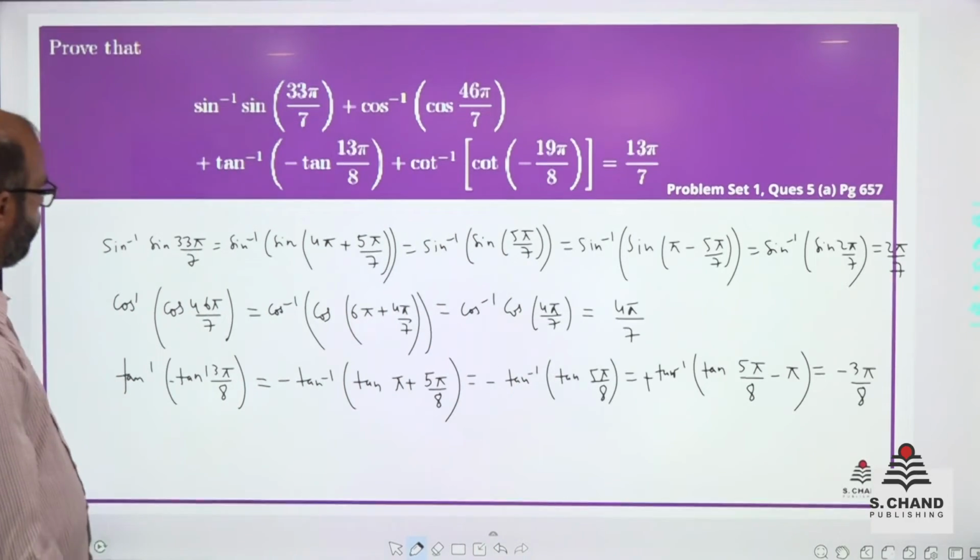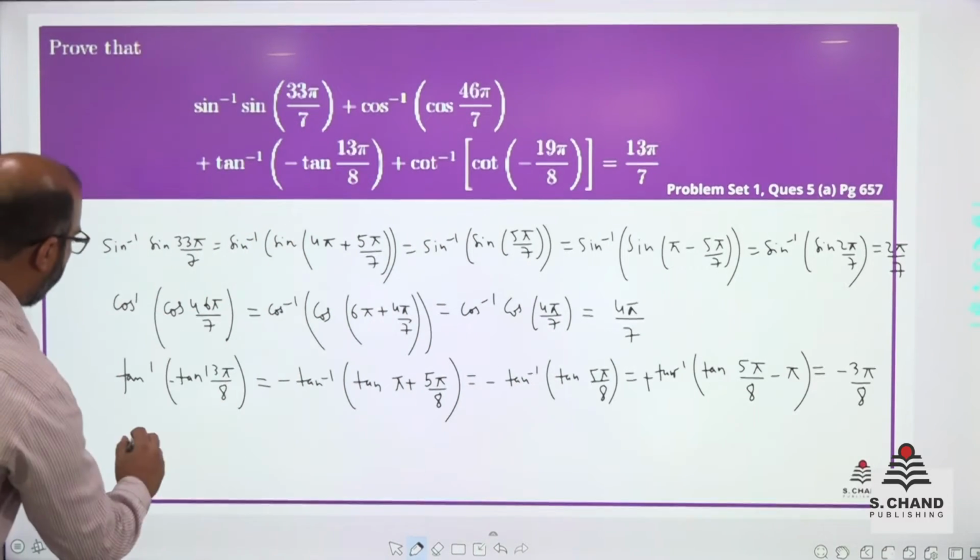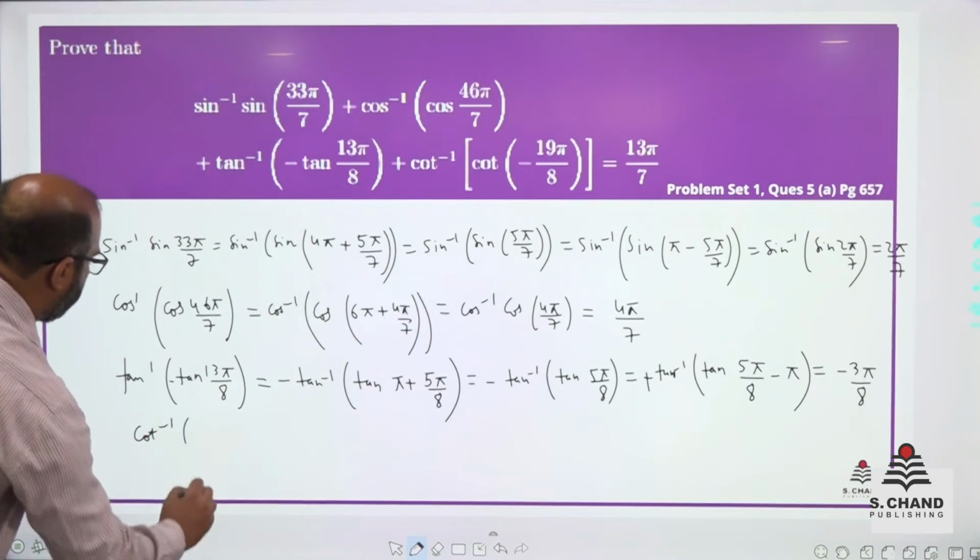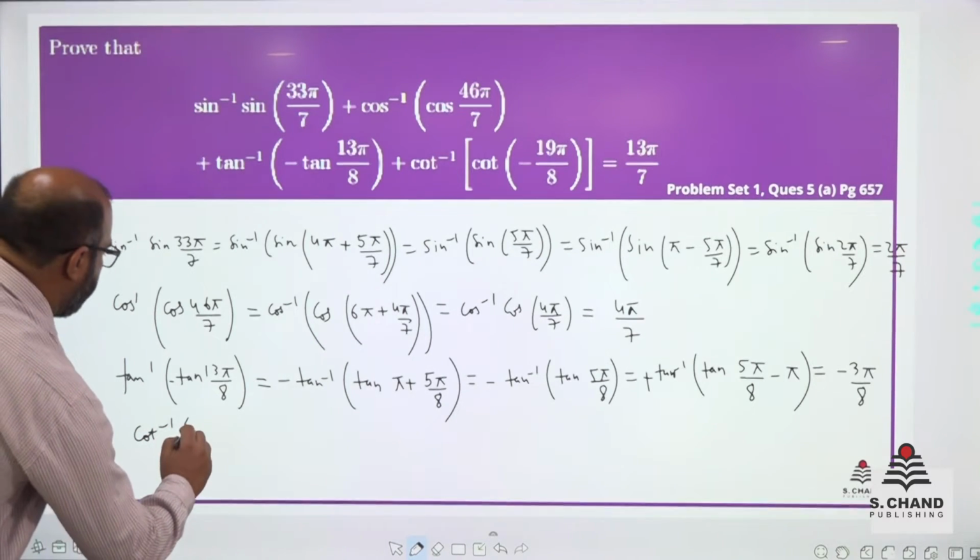Okay. Now let us come to the next one. Cot inverse cot of minus 19 pi by 8.